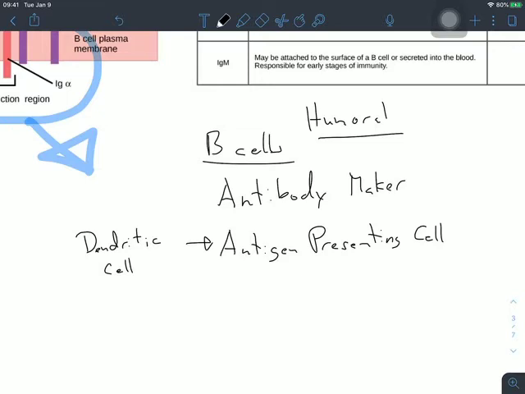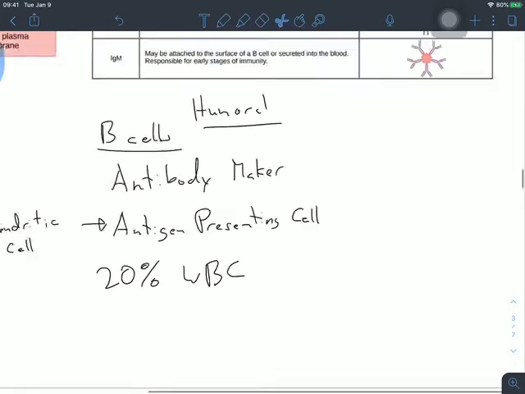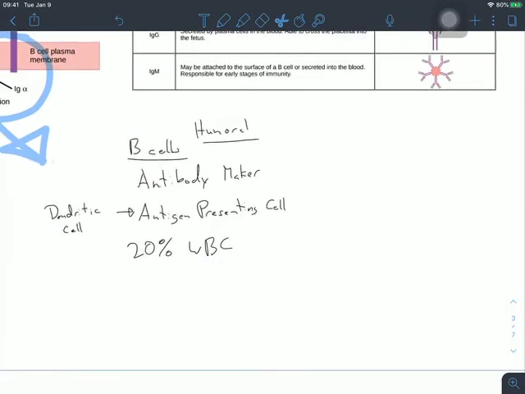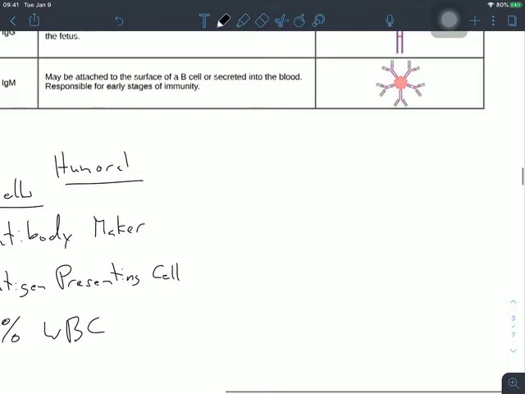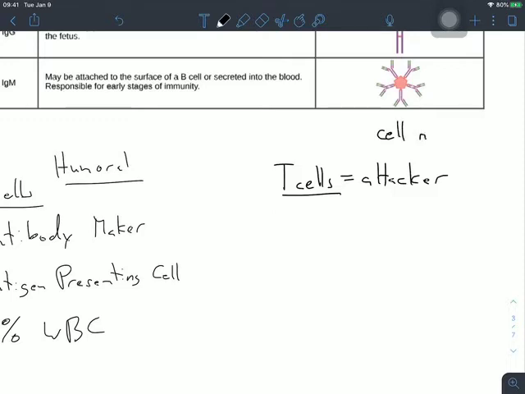Now, your B cells make up about 20% of all of your white blood cells. Your T cells, in contrast to your B cells, again, they work together, but your B cells will call up your T cells. Your T cells are generally considered your attackers and are part of that cell-mediated response. Because rather than free-floating antibodies in your liquids, the T cells are specifically floating to where they need to go and doing the attacking themselves.